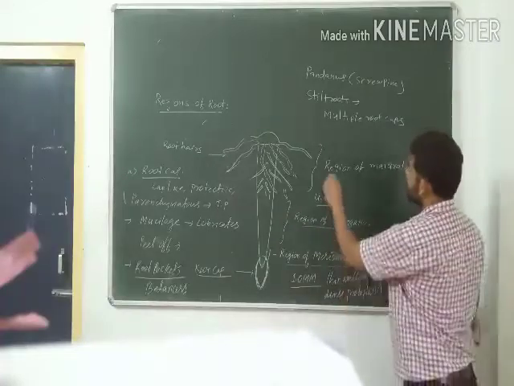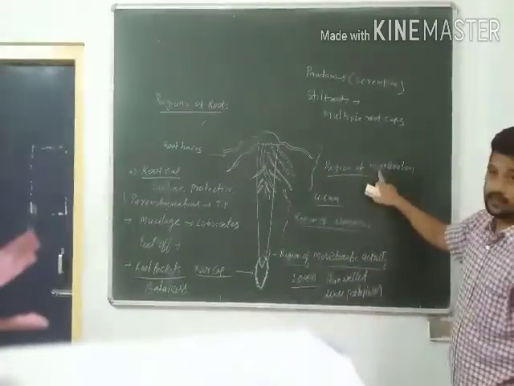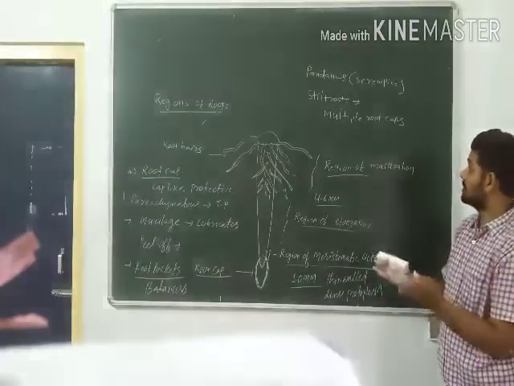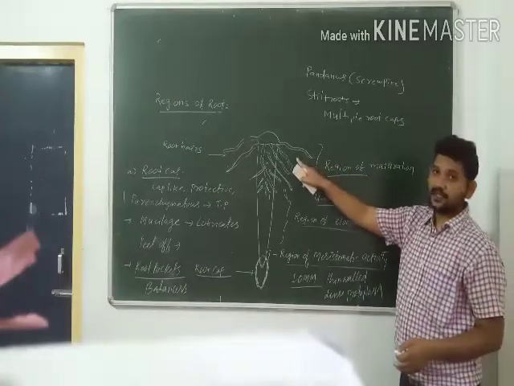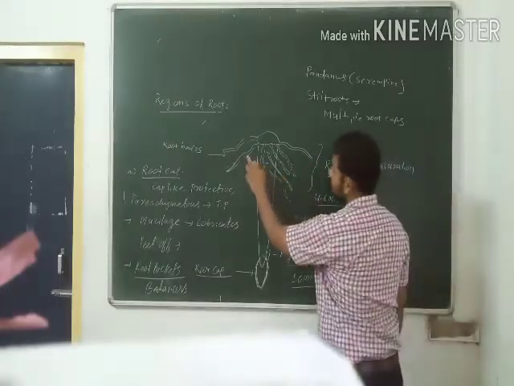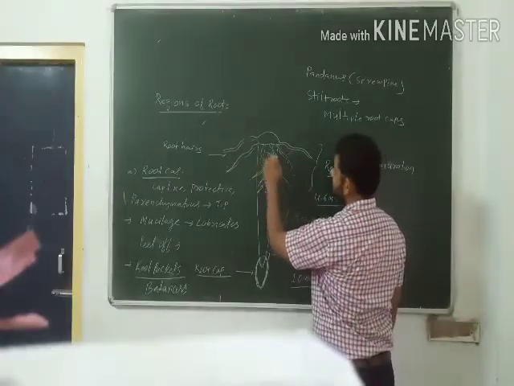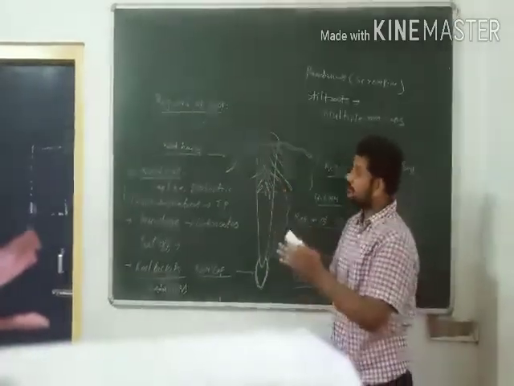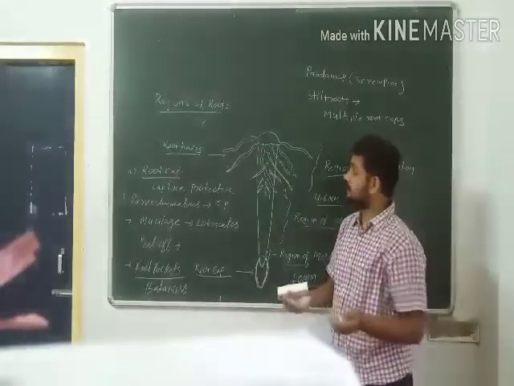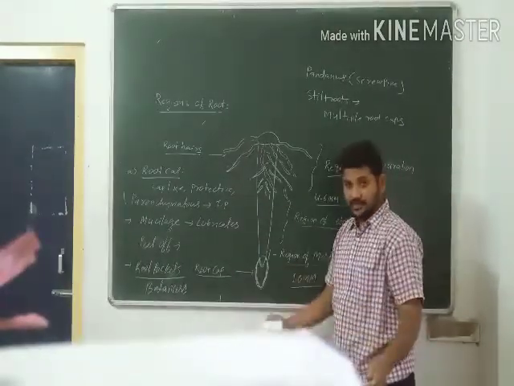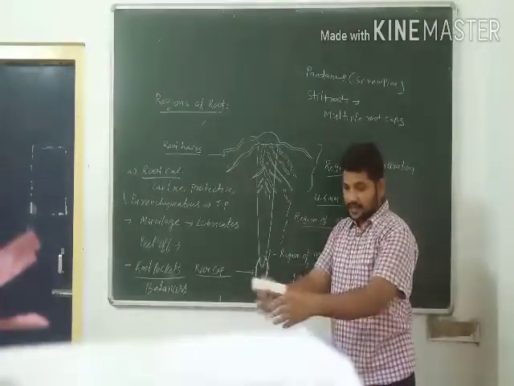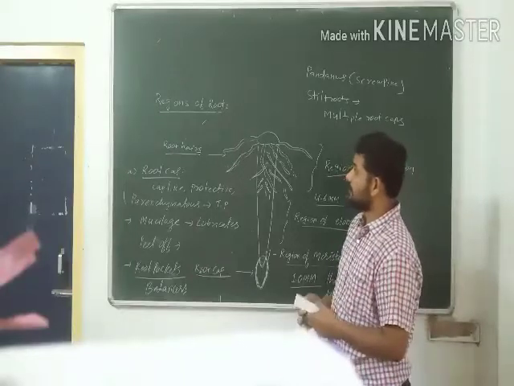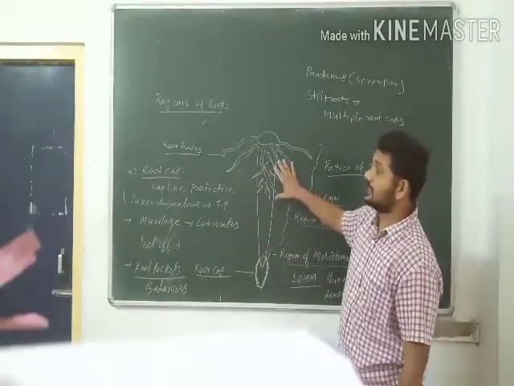The next one is the region of root hairs. This region is also called the region of maturation, because all primary tissues like xylem and phloem mature or differentiate in this region. This region contains many unicellular tubular outgrowths, called root hairs. Root hairs are specialized for absorption of water and minerals from the soil. They increase the surface area, penetrate into the soil, and absorb a large amount of water and minerals. So these are the various regions of the root.